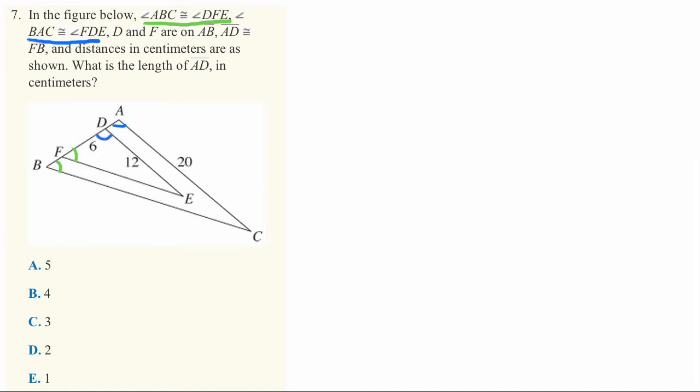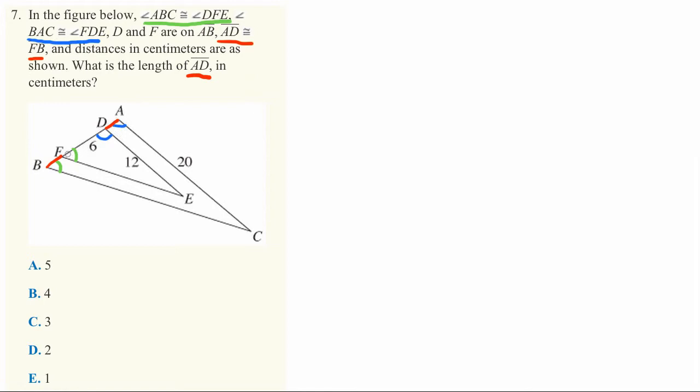D and F are on AB. Okay, that's pretty obvious looking at the graph. The line segment AD, that's this guy right here, is the same length as the line segment FB. All right, that's an important clue too. And the distances are as shown. What is the length of AD in centimeters?